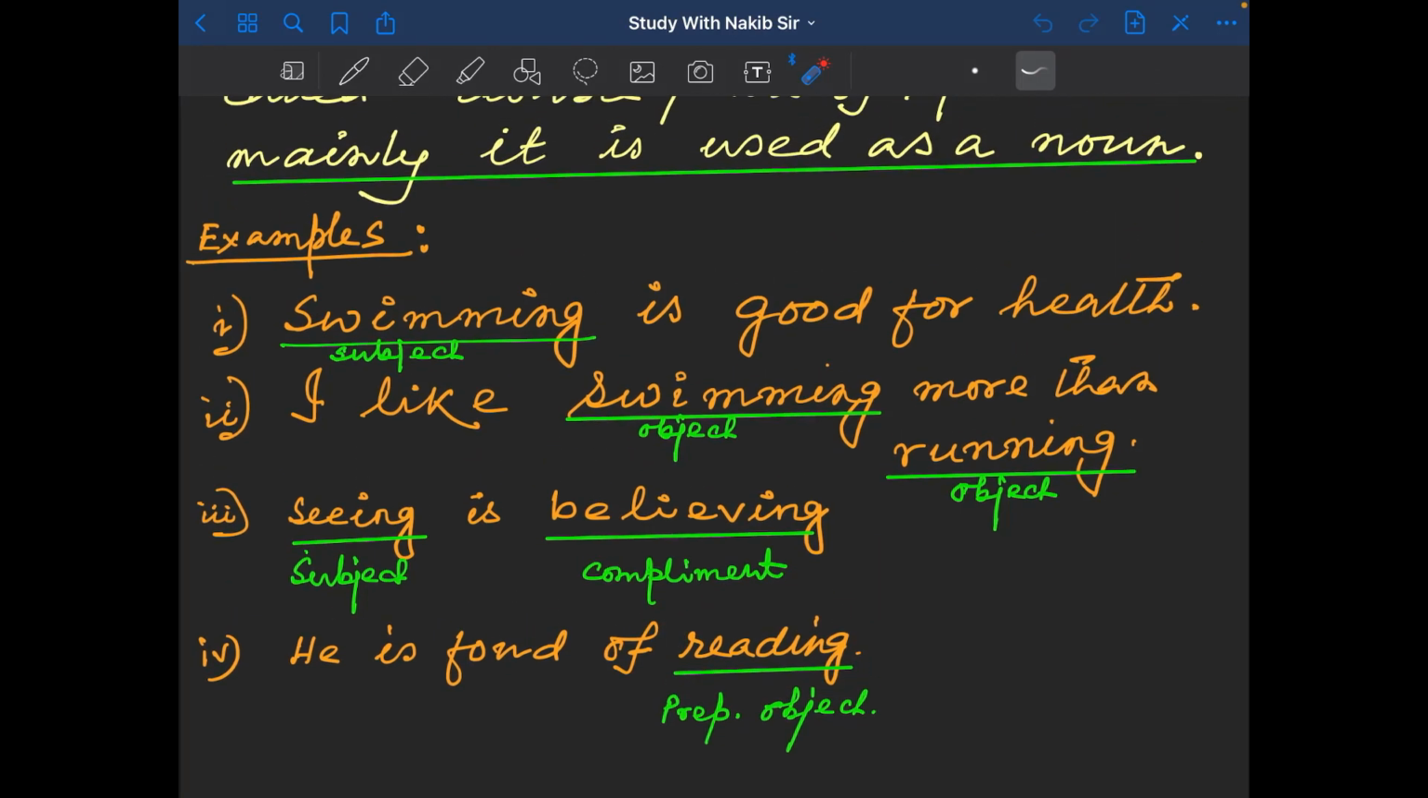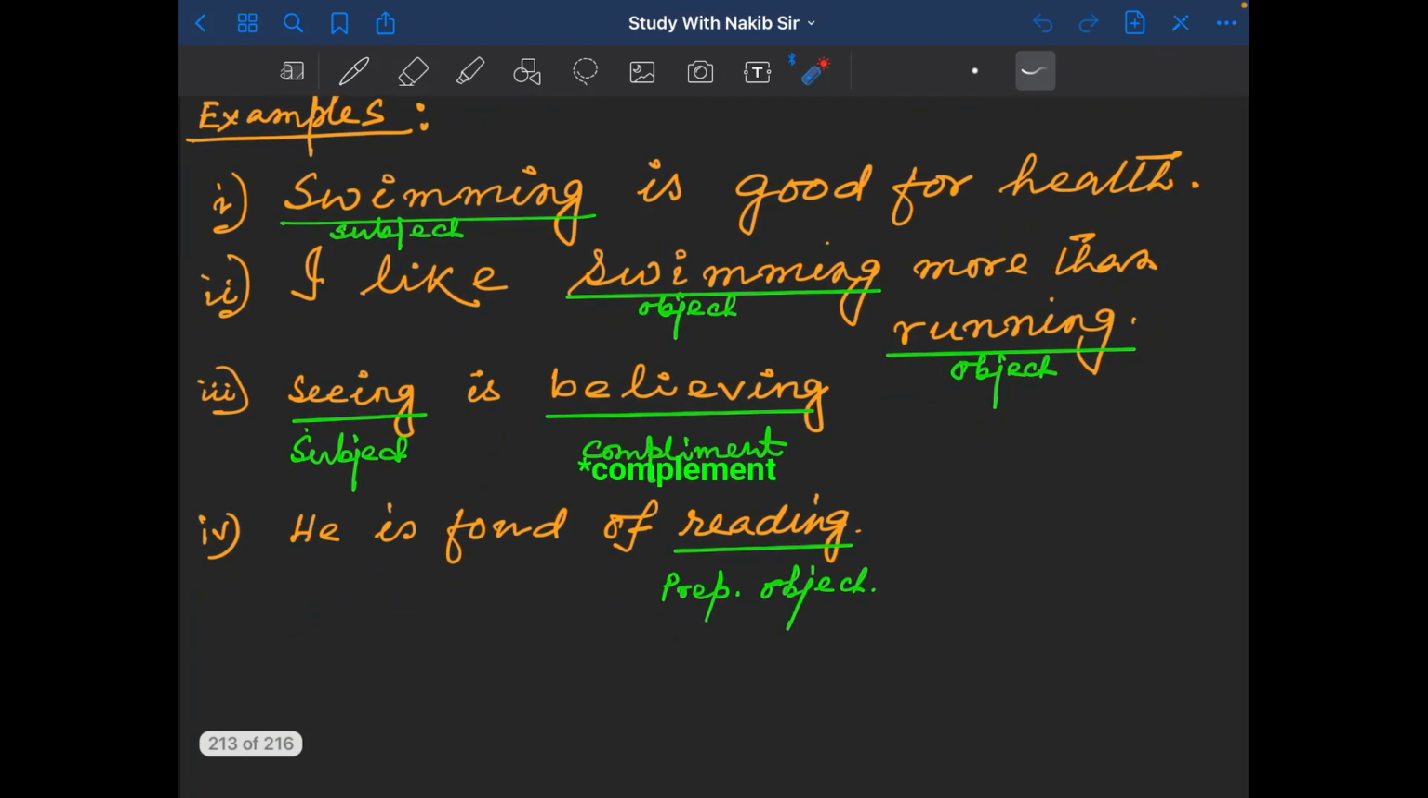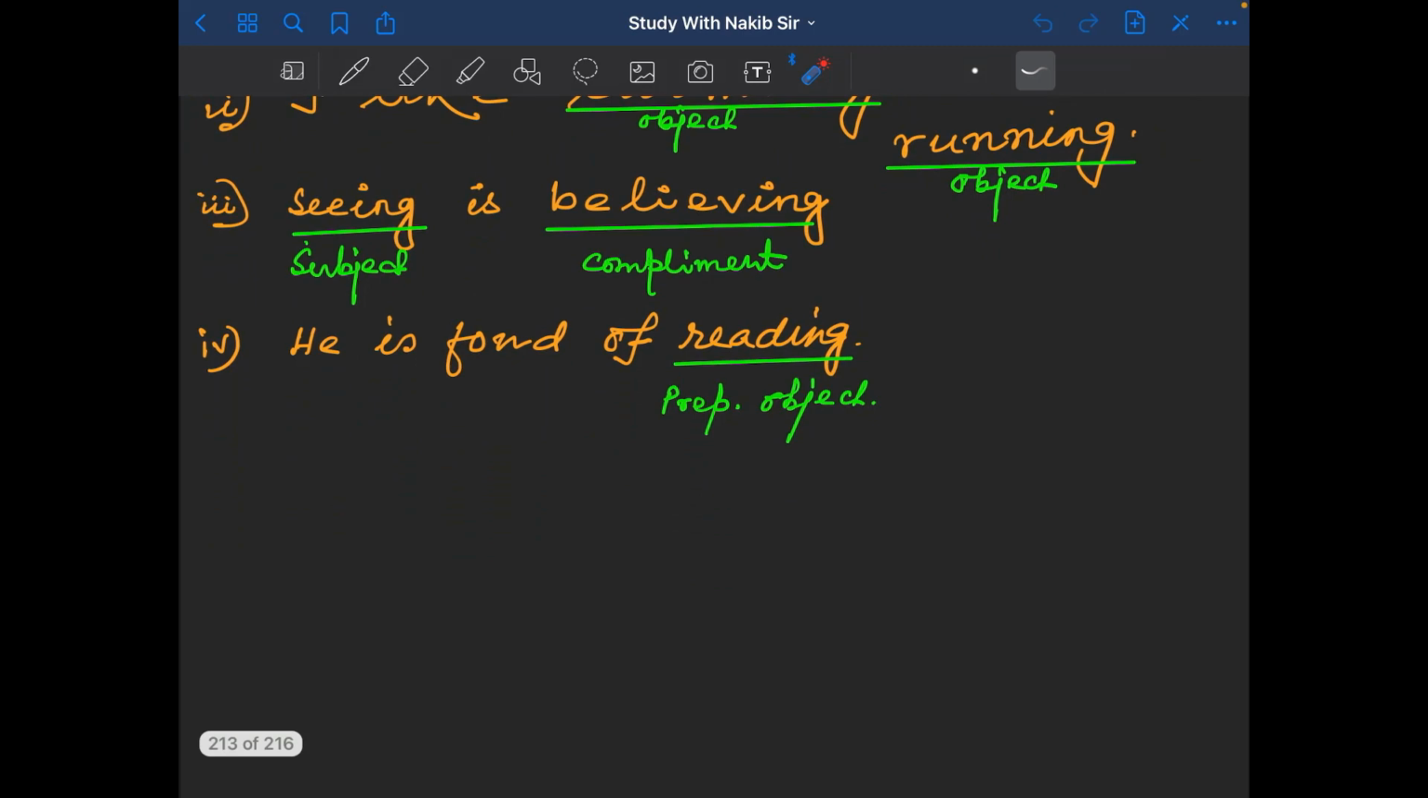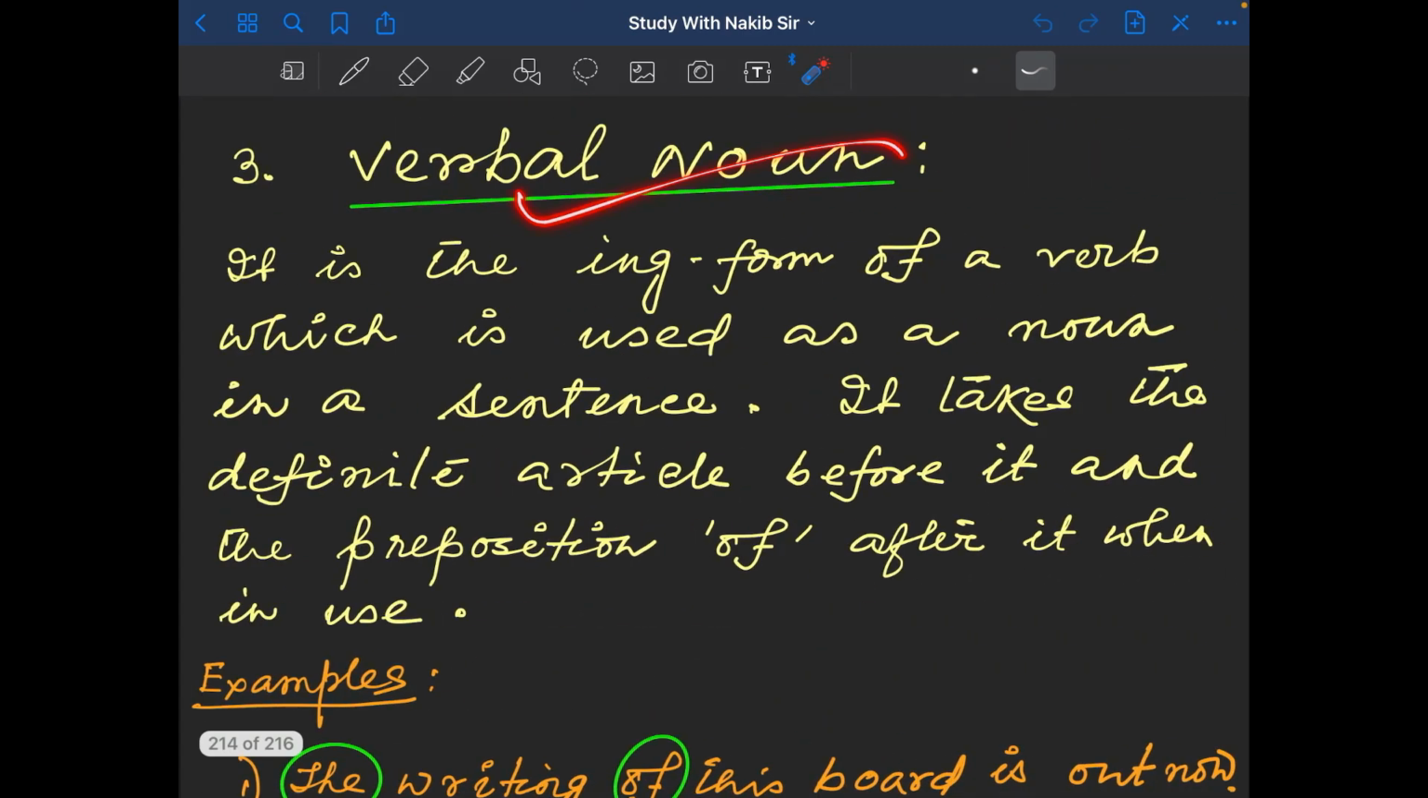So a gerund is used as a subject of a sentence like this: Swimming is good for health. As an object in a sentence like this: I like swimming more than running. As a complement like this: Seeing is believing. And as a prepositional object: he is fond of reading, where "of" is the preposition and this one is the object. Okay. Now the verbal noun.